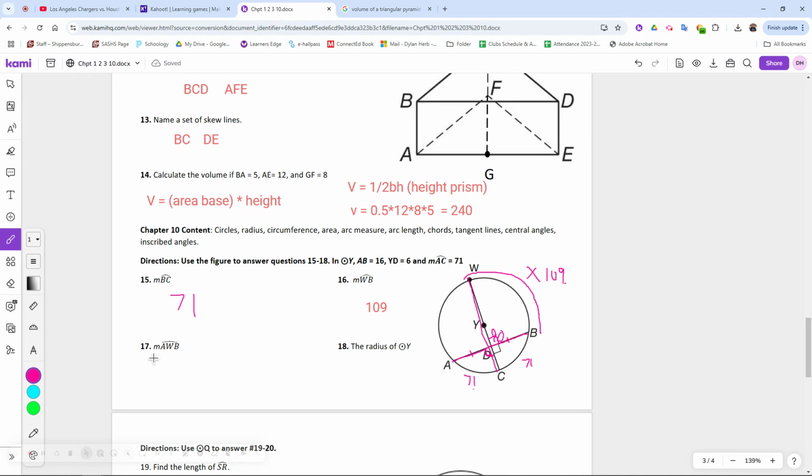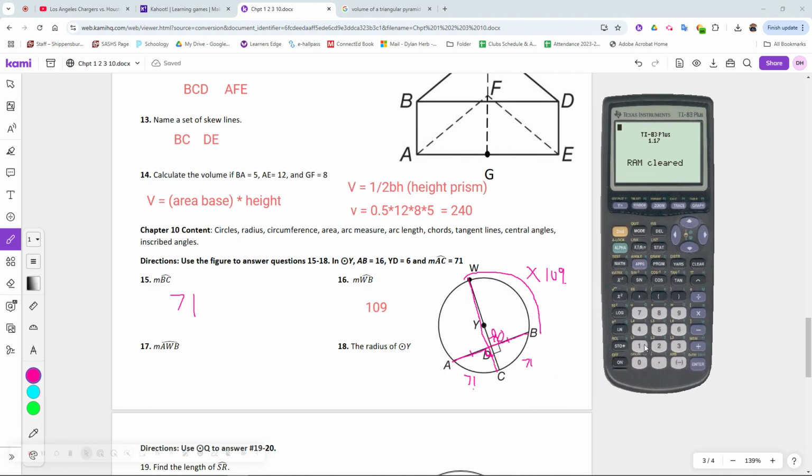So find the measure of AWB. So we have to find what's left here. Because we have 3 of the 4 arcs, we can just subtract them from 360 degrees. I should have a calculator ready to go, but I don't, so I'm opening that right now. Okay, so here we go. Here's a calculator. So I have 360 degrees in the whole circle, and I already know 3 of the arcs. I have 71, 71 again, and then I have 109 up there at the top.